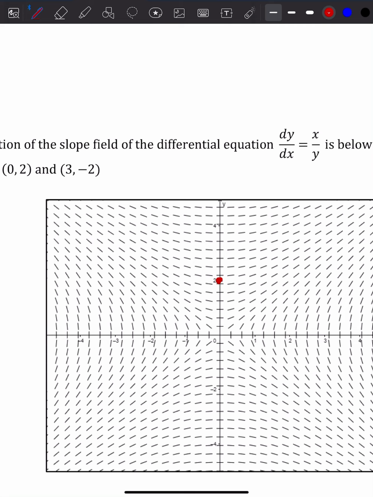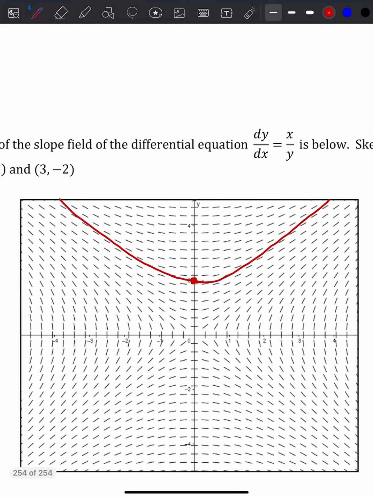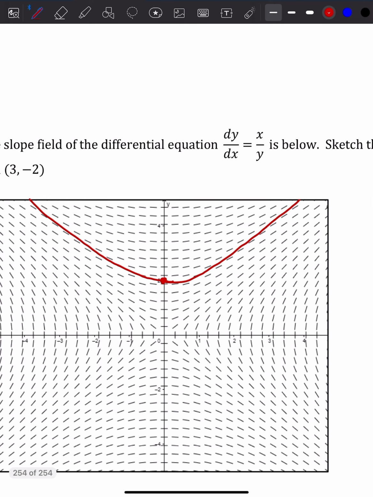If I'm going this way, I can see that my slopes are getting bigger, they're getting positive, and they're going to keep going up this way until we get to the end here. On the other side, it kind of looks like it's doing the same thing. We have positive slopes. We're going to just follow these slope dashes until we get to the edge of our box. Our curve would look something like this.